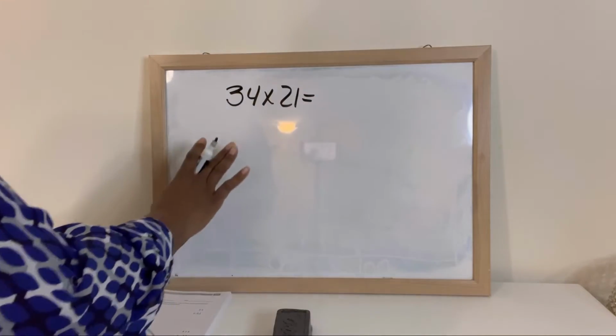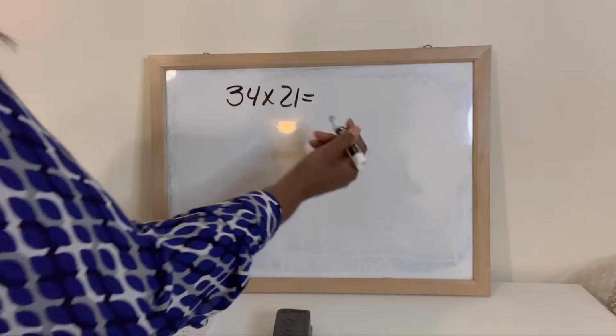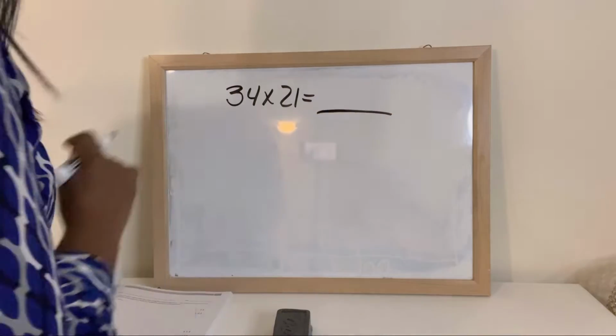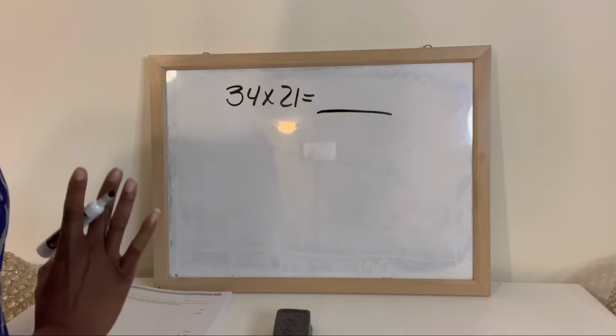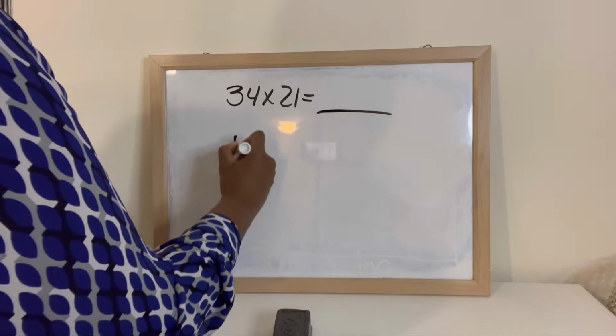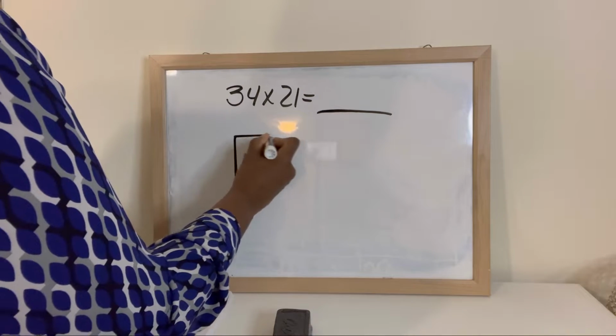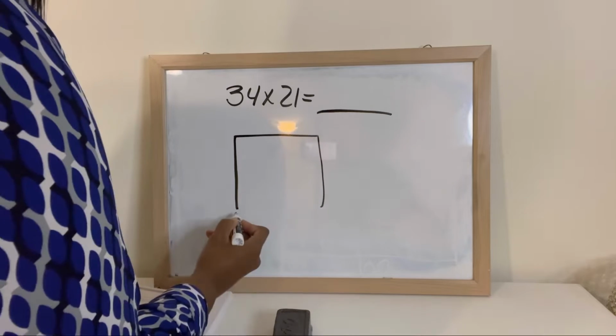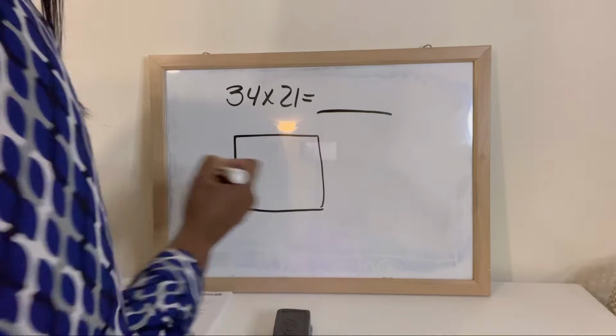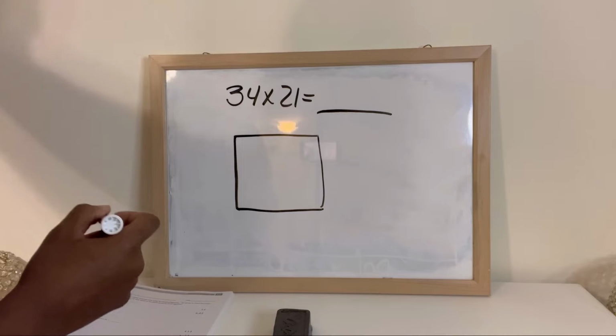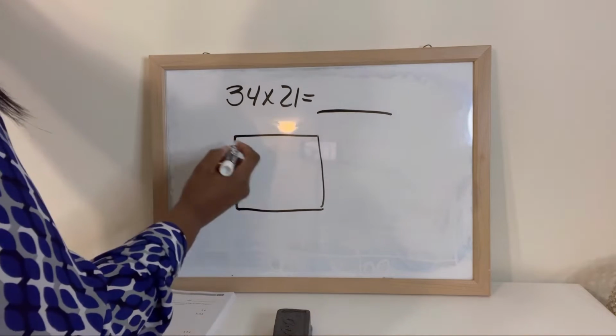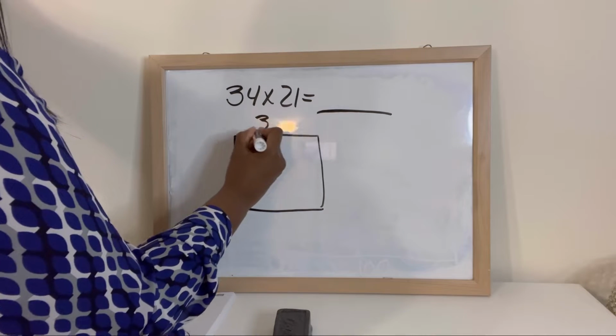Okay, so students are learning to use a visual model in order to solve multiplication problems. Okay, here we go. In students' homework, they have something that looks like this. They're going to draw an area model to help them solve. So for the area model, we're going to draw a box, okay? And then we're going to place our 34 up here.